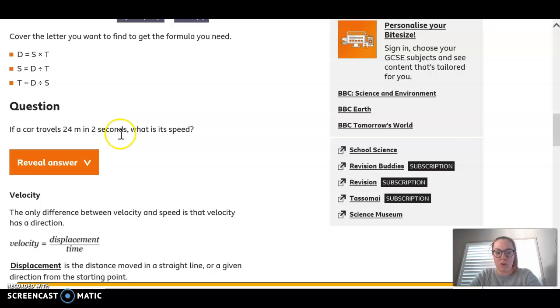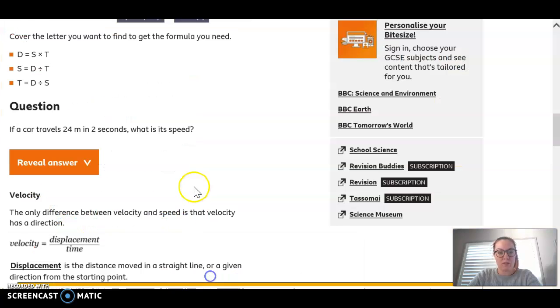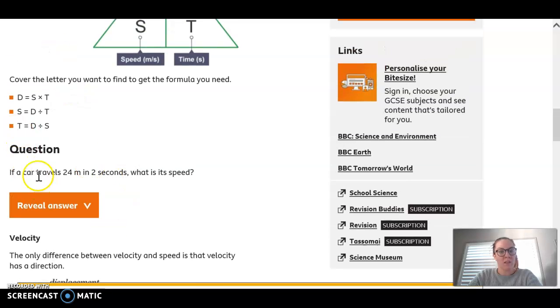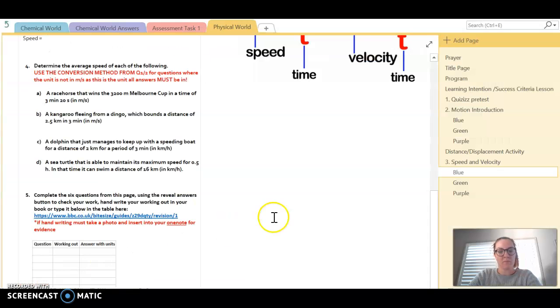I want you to solve the question in your OneNote here. So type the question, type your working out, so the formula, and then write the answer with units. So I'll know that this question here is completed if you've gone to the website, gotten the question, back to your OneNote to do the calculations, and then you've checked your answers there. You only need to complete one of these coloured pages for today's lesson.